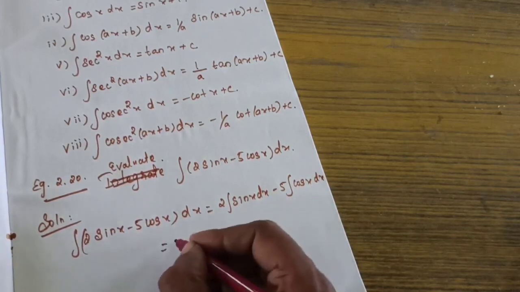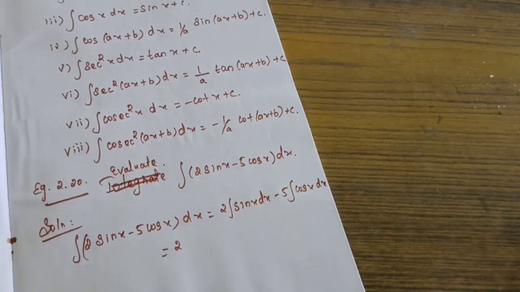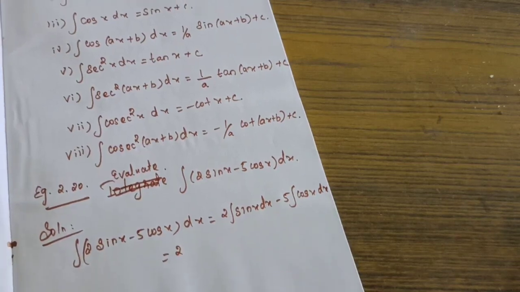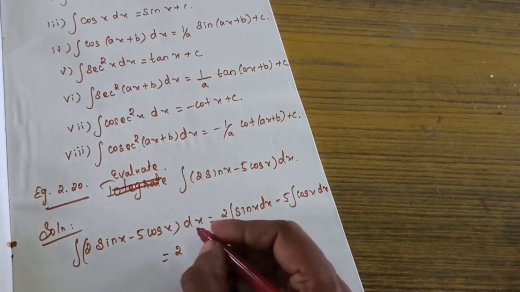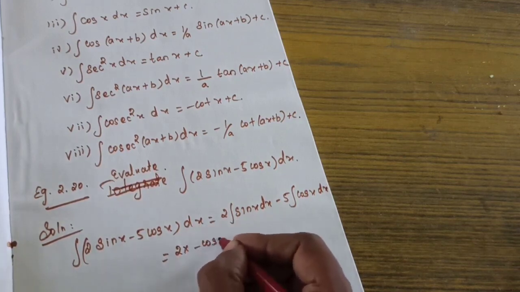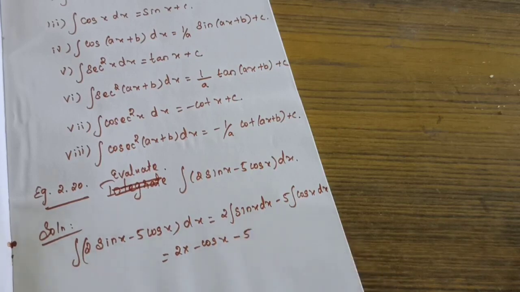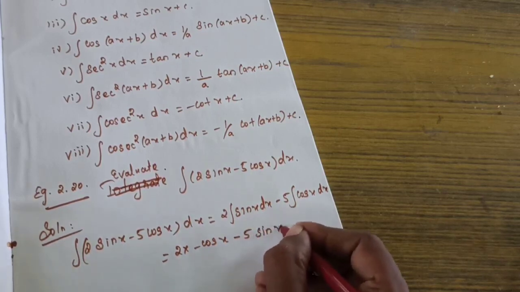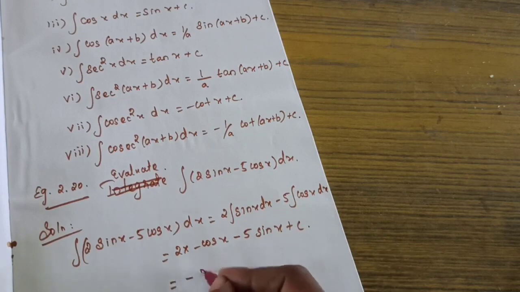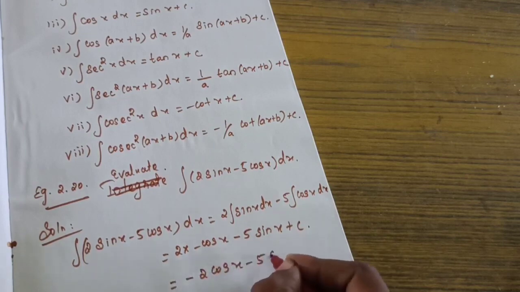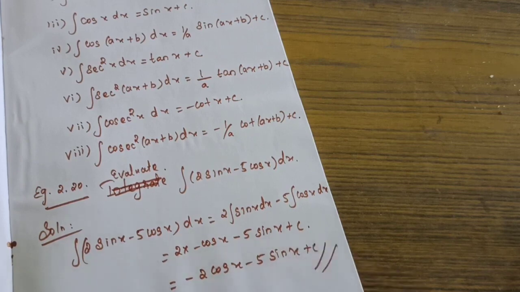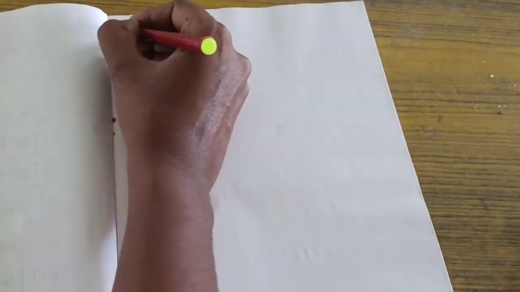That's equal to 2 into, what's the integration of sin x? Now I taught you, that is minus cos x. Minus 5 into, what's the integration of cos x? Sin x. Plus c. Multiply: minus 2 cos x minus 5 sin x plus c. That's all. Understand? So it's very simple. The integration of sin is minus cos, and the integration of cos is sin. Okay, got it? Next question.